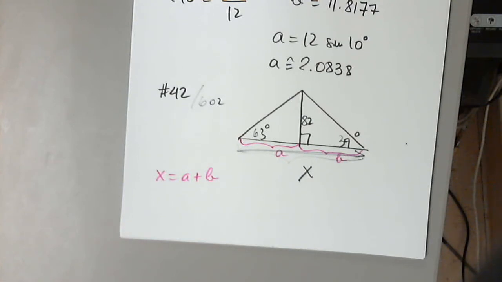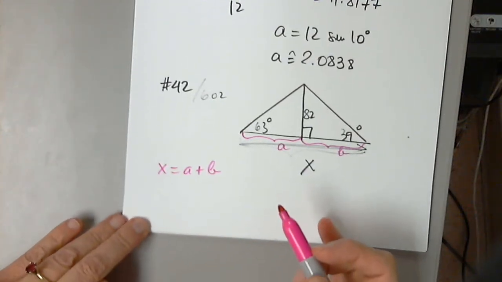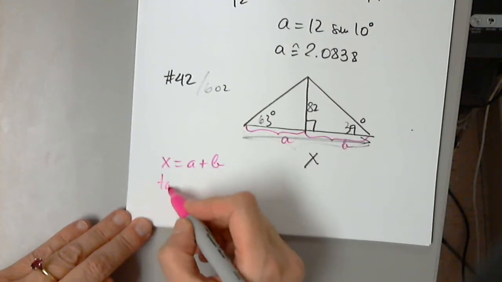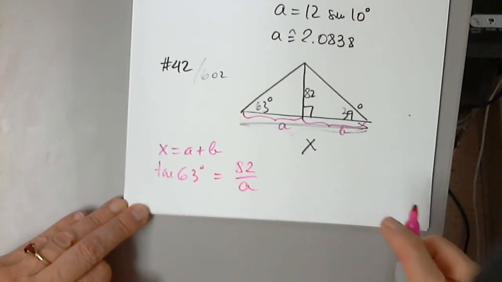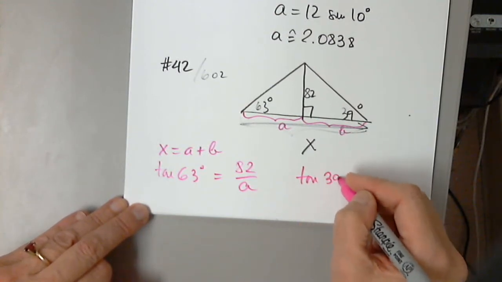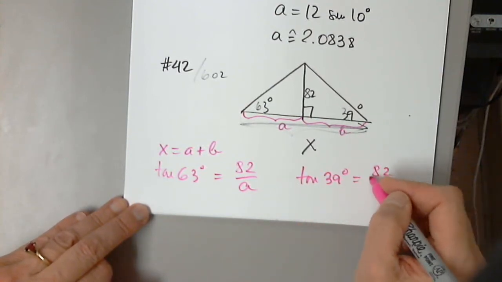Is there a way of determining this piece? Yes, because these two are right triangles, and the opposite over the adjacent is one trig function. The same thing for 39 degrees. Opposite over the adjacent is another trig function. Which trig function is that? Opposite over the adjacent. Tangent. So tangent 63 degrees is 82 divided by A. Also, tangent 39 degrees is 82 divided by B.